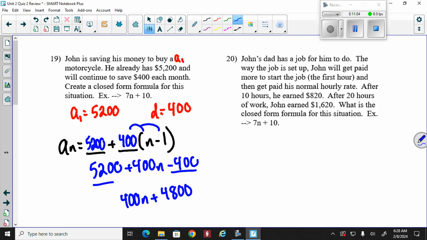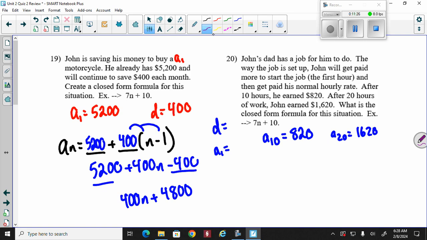All right, so John's dad set up for question number 20. After 10 hours, A of 10, he earned 820 bucks. After 20 hours, A of 20, he earned 1620. This question is going to be a little more challenging because I have to find my common difference D, and I also have to find my first term. So I have to do pretty much everything for this one.